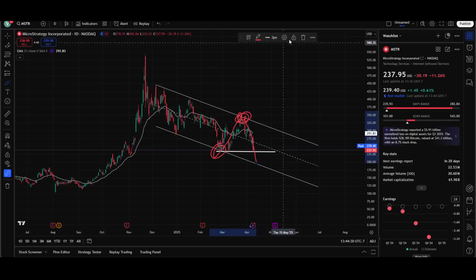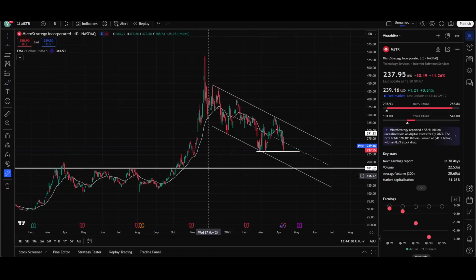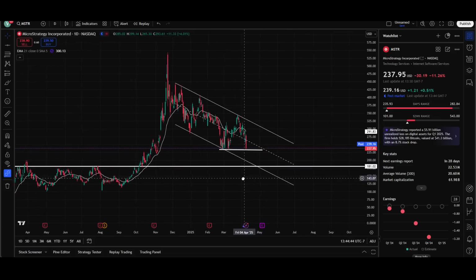So the next target would be low 200s, high 190s, which coincides with possibly this breakout zone right over here. This was the breakout zone in the past, back here in October of 2024. So maybe price is coming back down to retest it. That's at the 180 level.